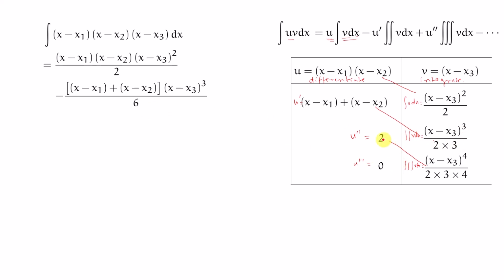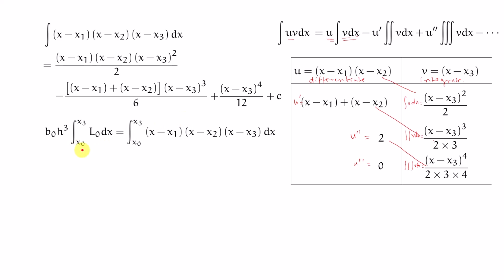And the third term will be 2 multiplied by this, so 2 cancels, 3 into 4, 12. So this is (x minus x3) to the power 4 by 12. And then there is a constant of integration. It really doesn't matter here. So this is our integral. Now we can actually take the limit. We know that b0 h cubed times the integral of L0 dx from x0 to x3 is the limit of this particular integral.